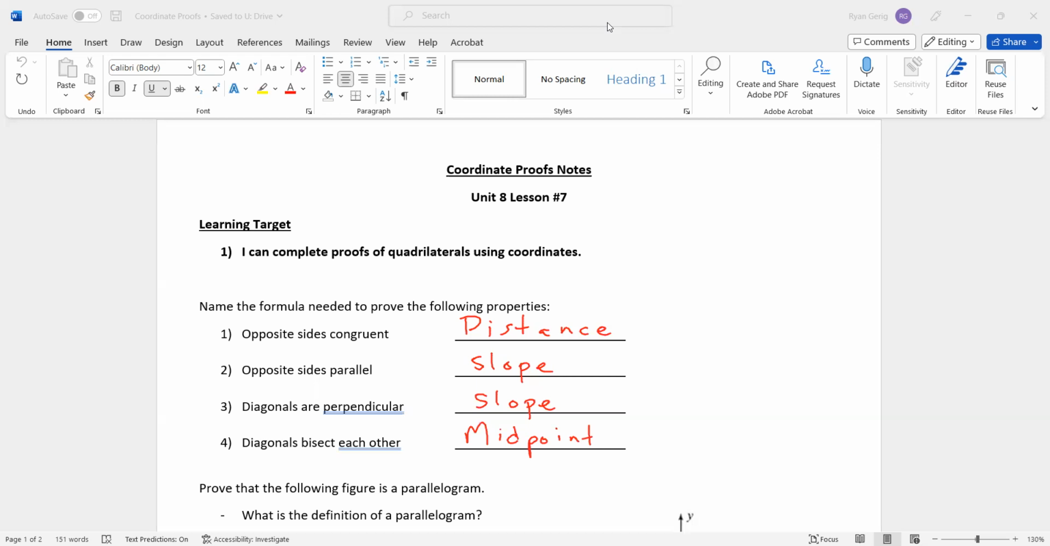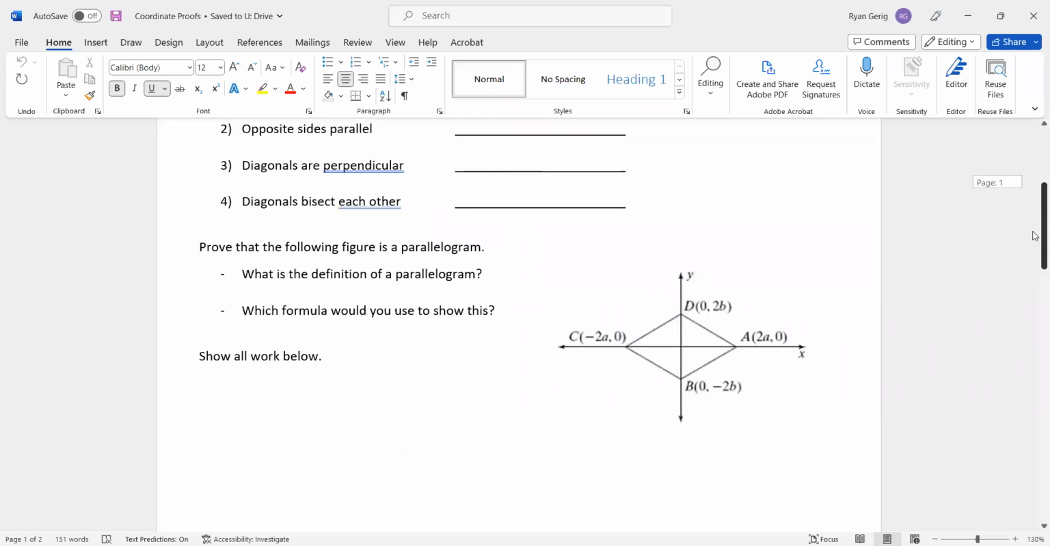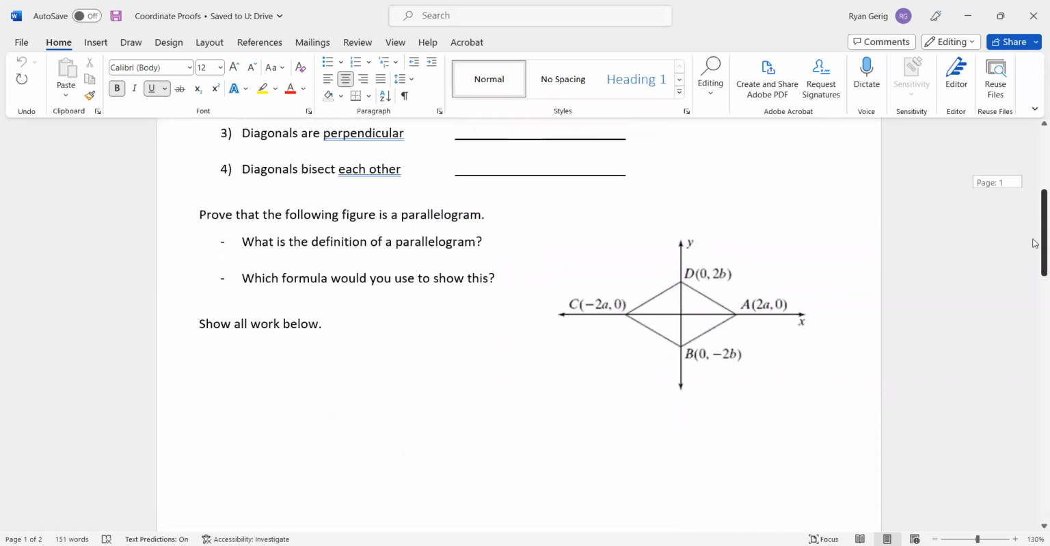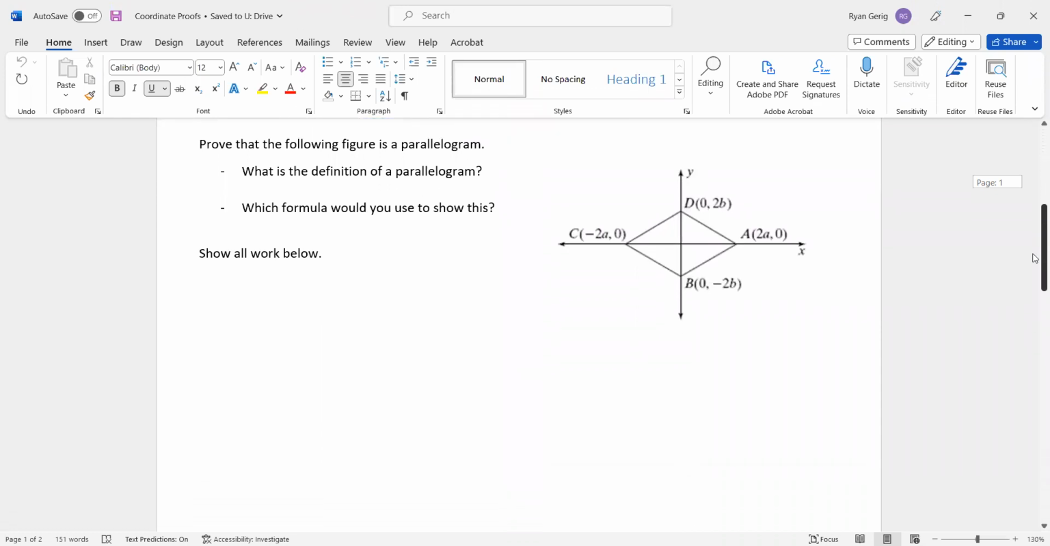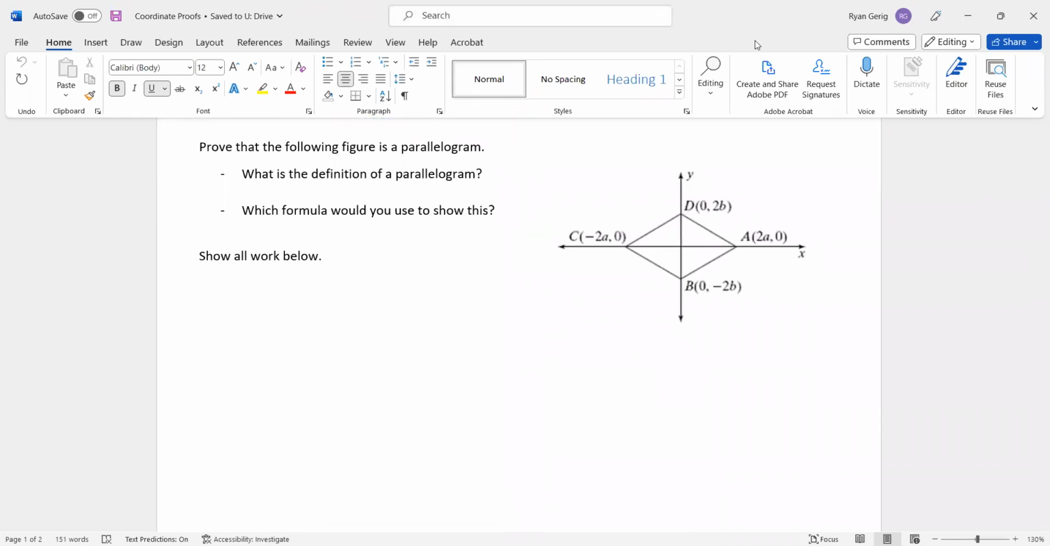Now we're going to use them to prove either properties of something on a coordinate plane or to help prove that something is a certain figure. So here we go. Prove that the following figure is a parallelogram. I'm going to show that this is a parallelogram.